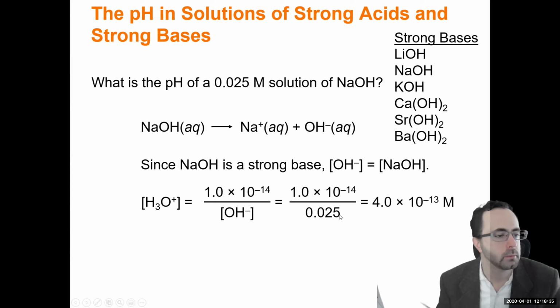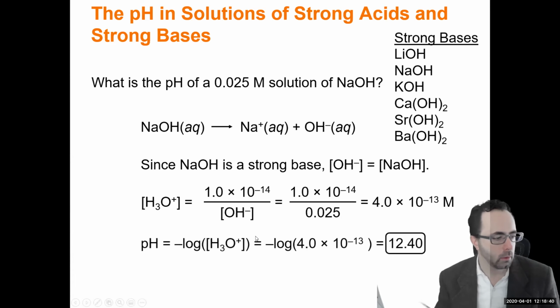Okay. And now if we want the pH, we take the negative log of this. So the pH is going to be the negative log of the hydronium concentration, which we figured out here. So it's a negative log of 4 times 10 to the minus 13, which is 12.4.